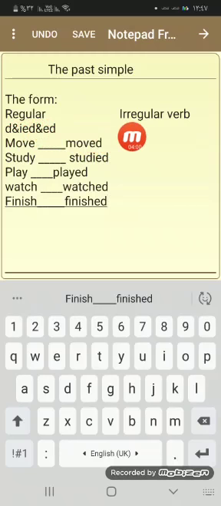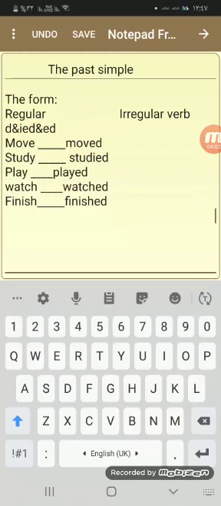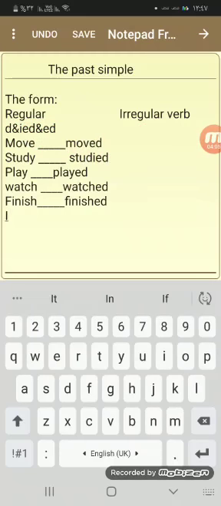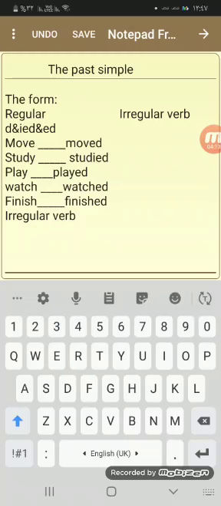Okay? Look at irregular verb. Take care, shabab. In irregular verb, we change the verb. We don't add ED or D or IED. You should keep it in your mind. It doesn't have a rule. If you have an irregular verb, it changes the verb.